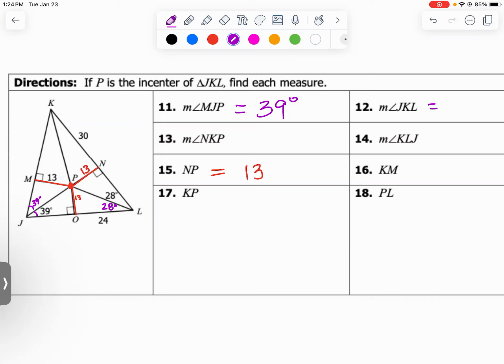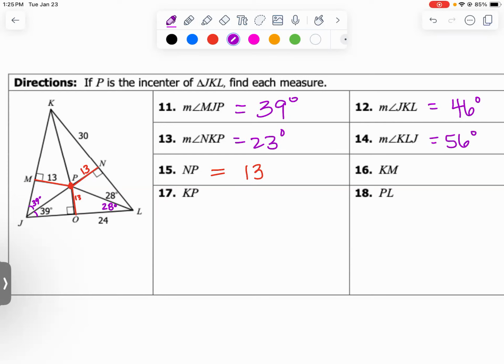Yeah, that would be 46. 46? Cool. So we would know if that whole thing's 46, what are the bisectors? 23. Okay. All right. KLJ, we already talked about how KLJ was 56, so that's not a new one.